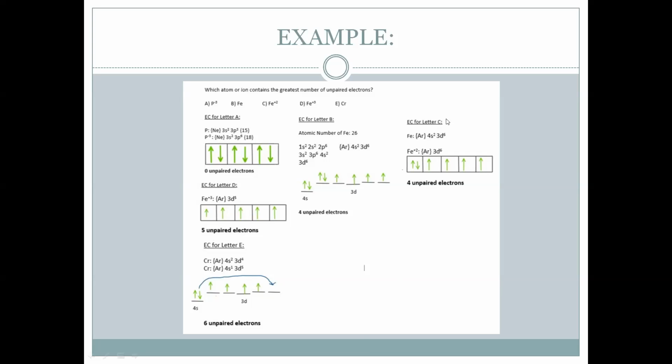So, dito naman sa letter C, we have ferrous iron. So, yung electron configuration ng iron is argon 4s squared and 3d6. Pag dating naman sa ferrous iron, we have argon 3d6. So, paano na-cancel yung 4s squared?